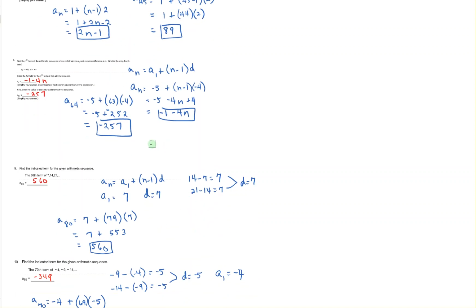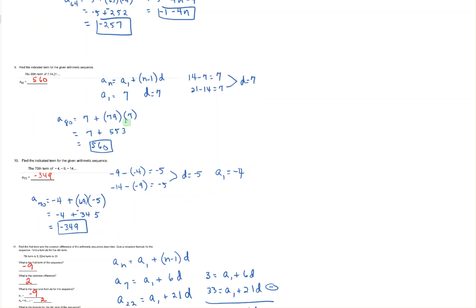All right, number 8, same thing. We've got an a sub 1 is negative 5, d is negative 4. What's the 64th term? So there's our formula, negative 5 plus n minus 1 times negative 4. And we'll come up with negative 1 minus 4n. And then when we actually find the a sub 64, negative 5 goes there, negative 4 here, 63, which is 1 less than this. And then you do the math, you get negative 257.